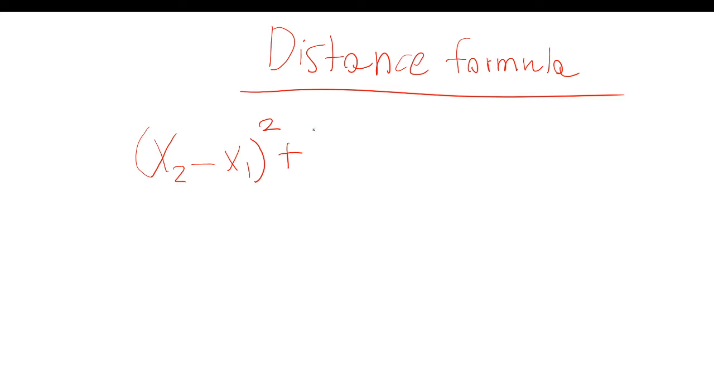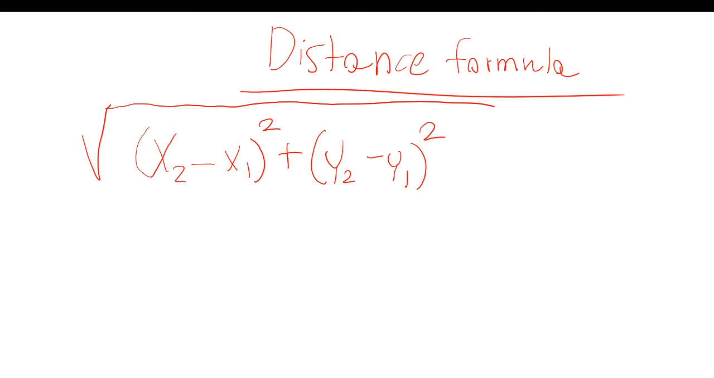And then we add y2 minus y1, and we square it again. And then this might look a little bit scary, but now we just take the square root of the entire thing. Now it looks scary. But it really doesn't. So I'm going to give you an example here by applying the distance formula. Let's say I have 5, 4, and 6, 8.